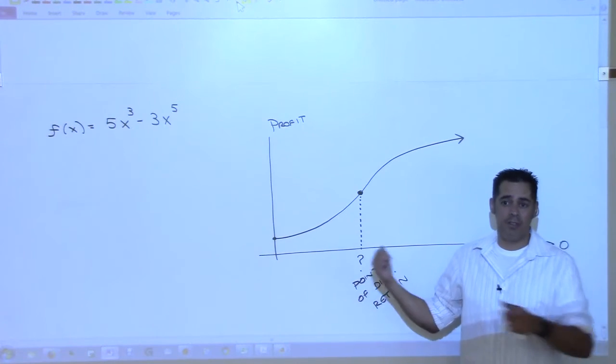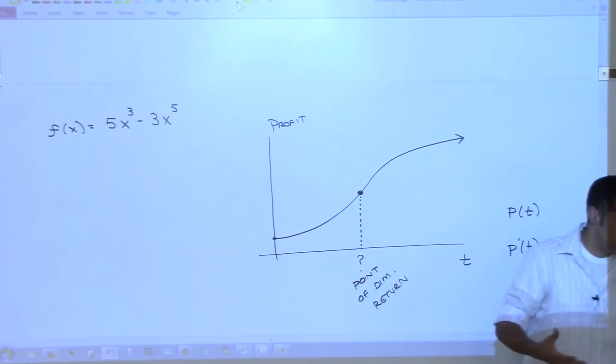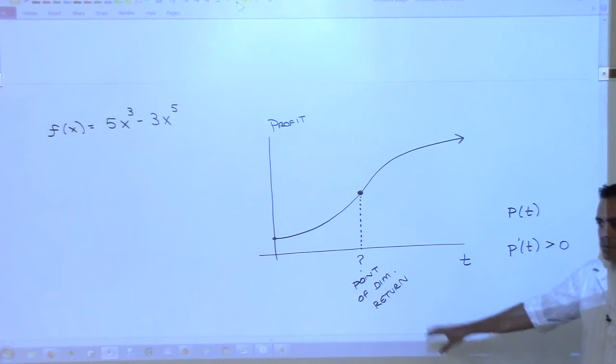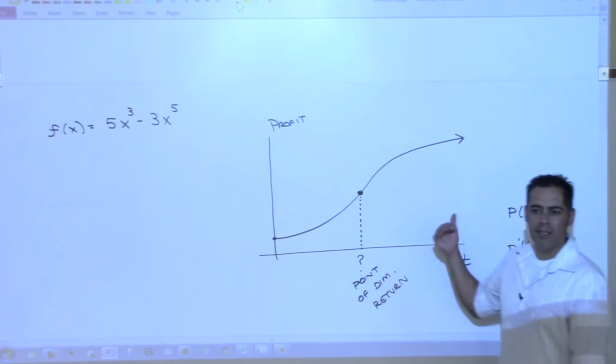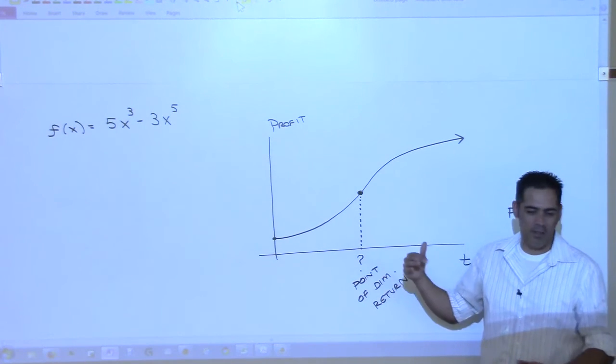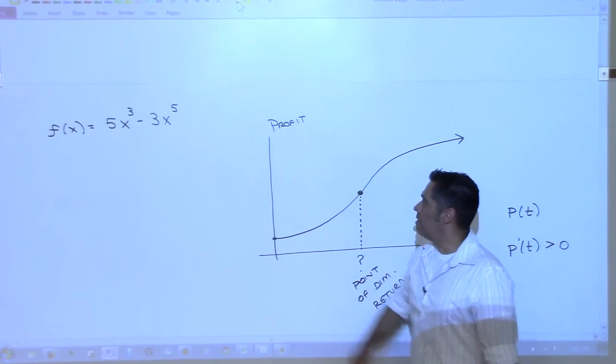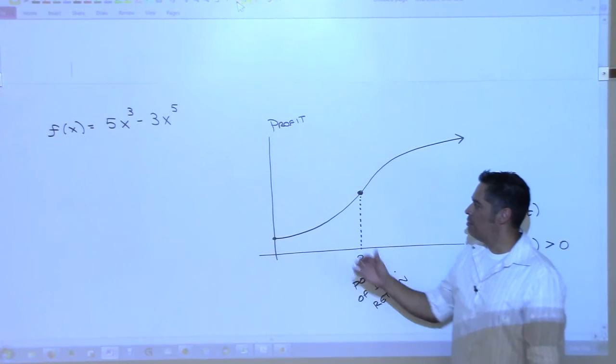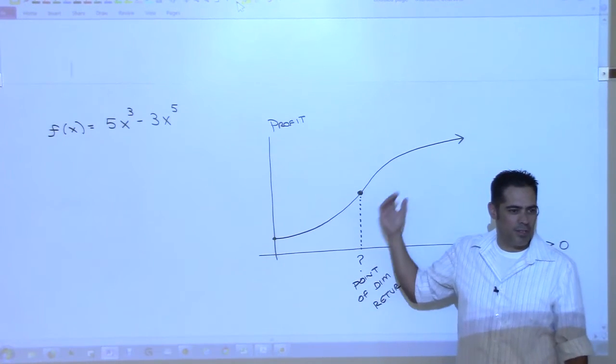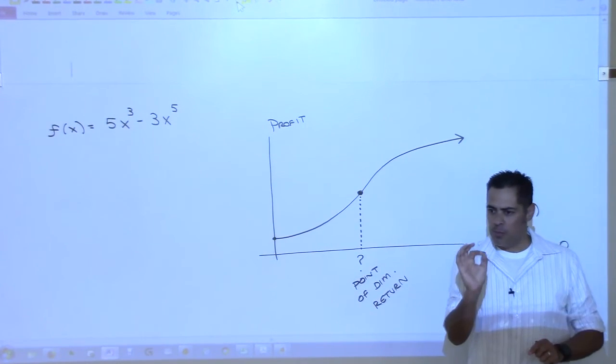For a calculus student, it's an inflection point. From a business perspective, it's the point of diminishing return. And you can do this for anything. You don't have to do business. This can be time, and this could be a force, or this could be time, and this could be you measuring the temperature in a chemical reaction or something. It could be anything. That inflection point means something.